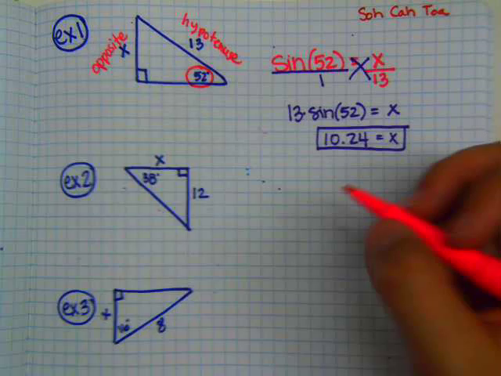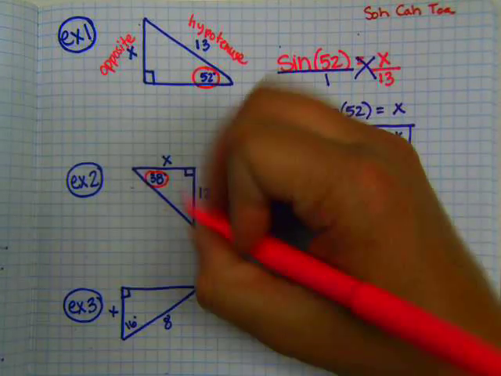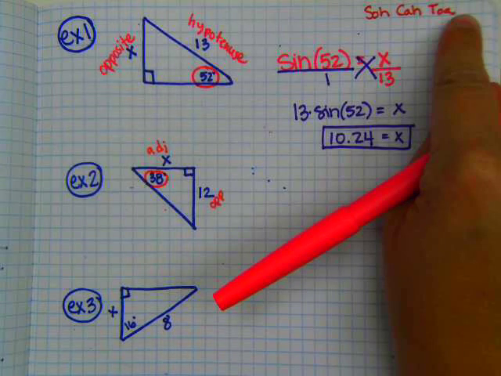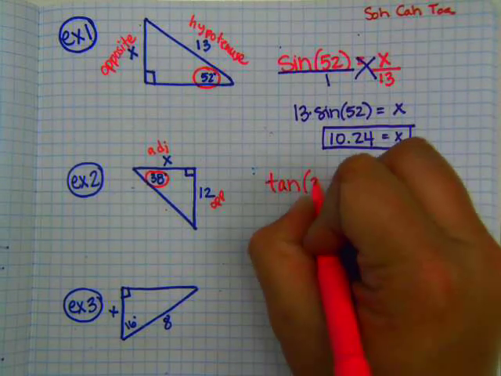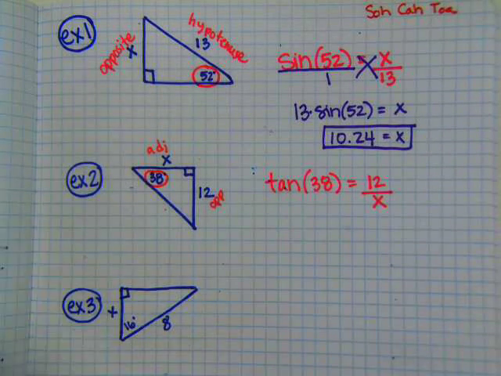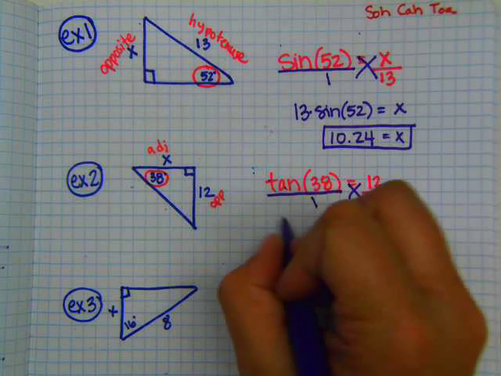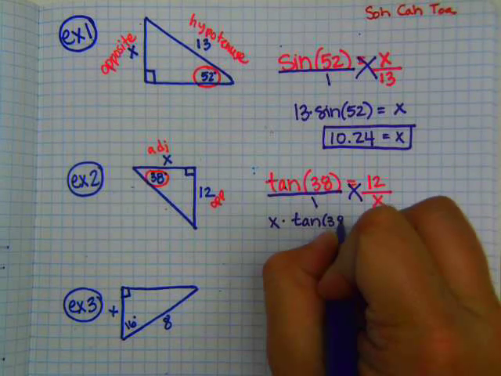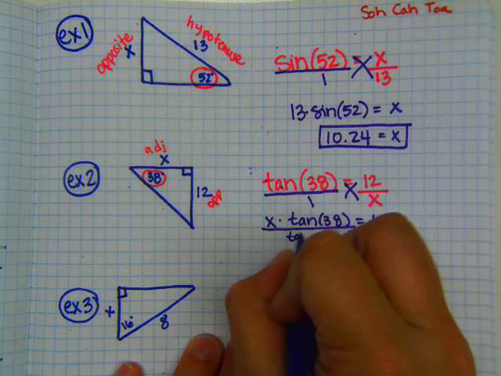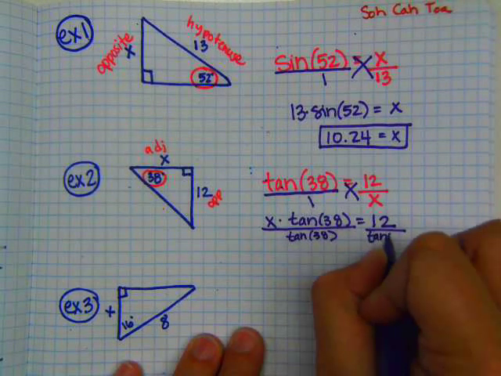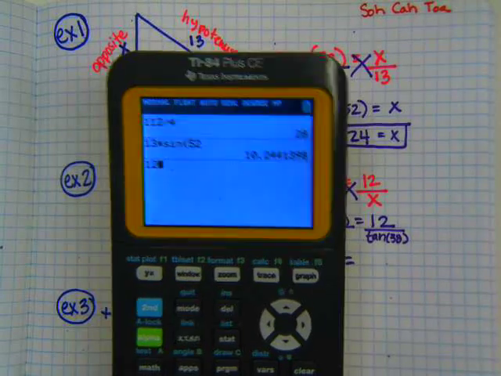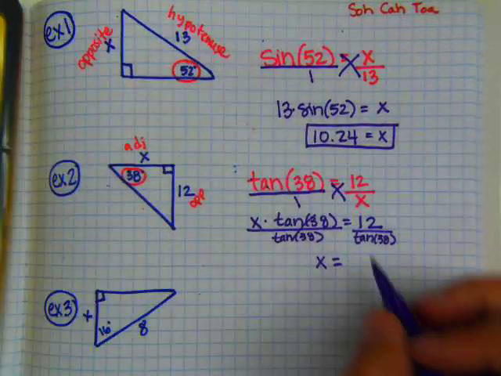Okay, so on example 2, we have a 38-degree angle. This 12 is opposite. The x is adjacent. So going up here, opposite and adjacent, that's going to be tangent. So we're going to have the tangent of 38 equals opposite 12 over adjacent x. We solve by cross multiplying. That'll be x times tangent of 38 equals 12. To get x by itself, we're going to divide by the tangent of 38. That goes away right here, so we get x equals, and we put that directly in our calculator, 12 divided by tangent of 38, 15.36.